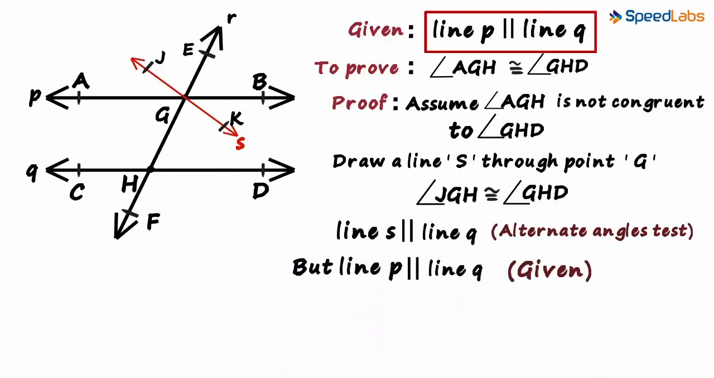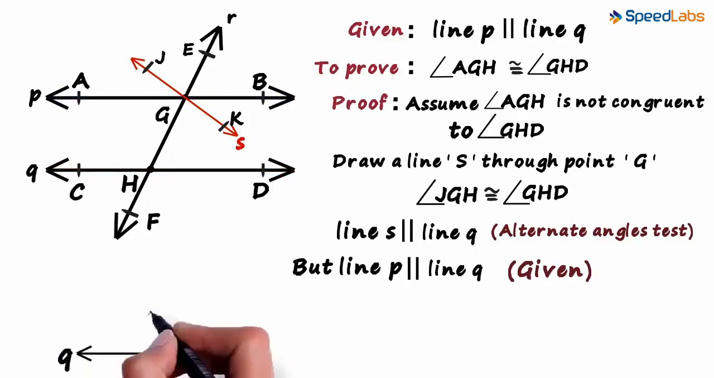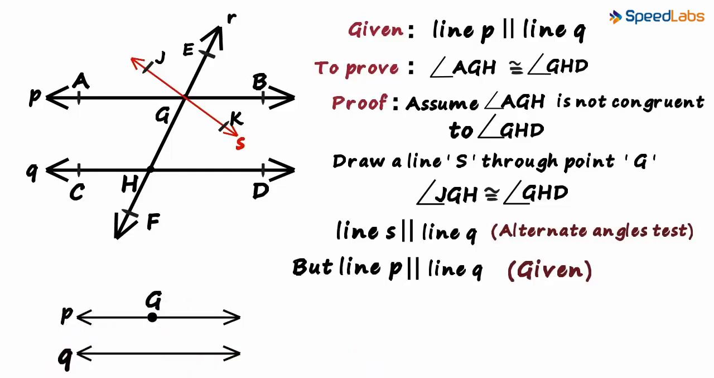This data is given to us. This means that line S and line P pass through point G and are parallel to line Q. Is that possible? The best way to find out the answer is by drawing a simple figure. If we have a line and a point not on it, there can exist only one line which passes through the point and is parallel to the line. This is called uniqueness of parallel lines. There cannot be two distinct lines passing through point G which are both parallel to line Q.